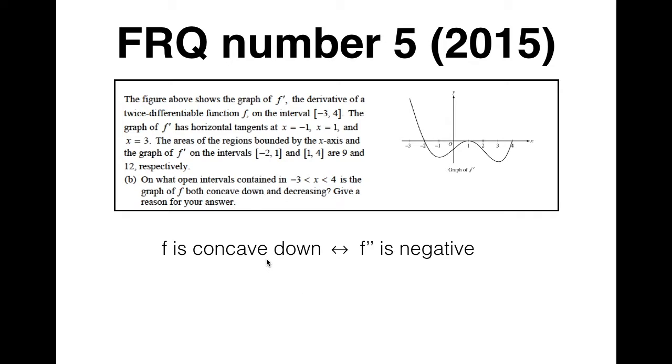In question B, let's read the question first. On what open intervals contained in -3, 4 is the graph of f both concave down and decreasing? Give a reason for your answer. We'll have to be careful and write open intervals, not closed intervals, because they are requiring this here.